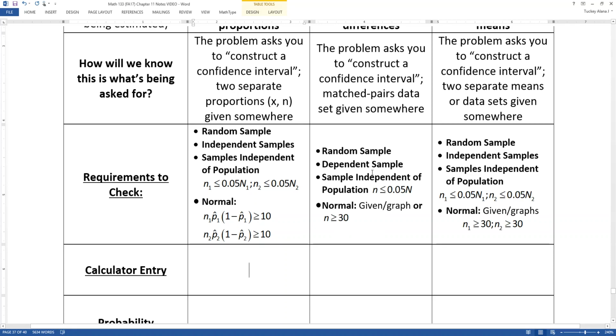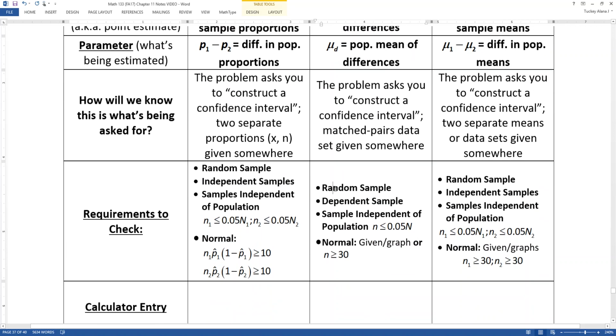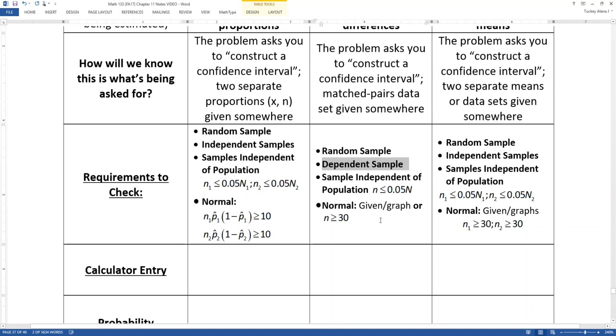For the difference between means for dependent samples, you would need to check that the sample is random, but that it's dependent, of course, because we're trying to find those differences in the before and after, or that matched pairs design. Then you need to check that the sample is independent of the population, and that the sample comes from a normally distributed population, and we check that with either it being given to us somewhere or a normal probability plot graph, or we use the rule of thumb that n is greater than or equal to 30.